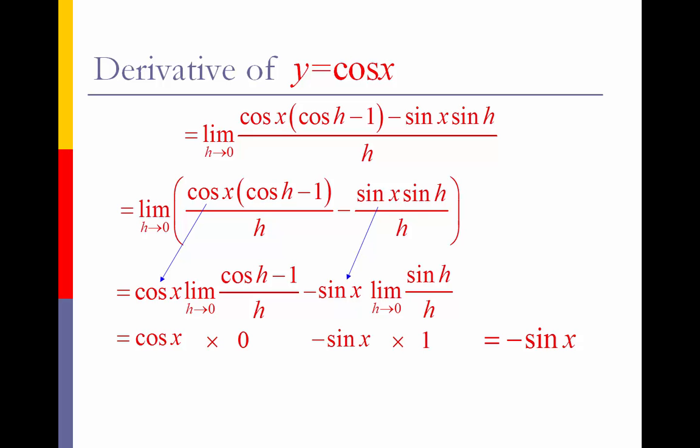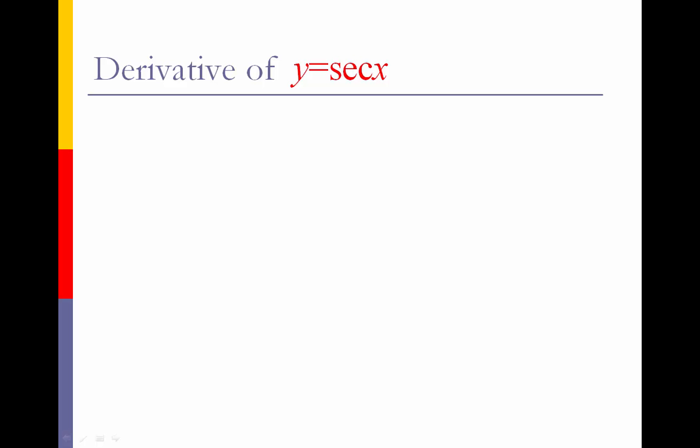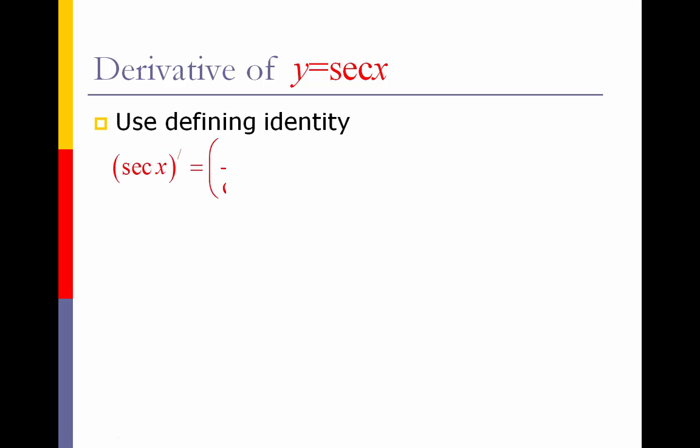I do encourage you to use the same technique to figure out what the derivative of sine x is. So let's see now how we can compute derivatives of other basic trig functions. I'm going to show you how to do secant x, and then of course the same method will apply for tangent and cosecant and so on. Now, in this case, we're going to use the defining identity for secant x. You may remember that secant x is given by 1 over cosine x, which means that the derivative of secant x can be computed from the derivative of 1 over cosine x.